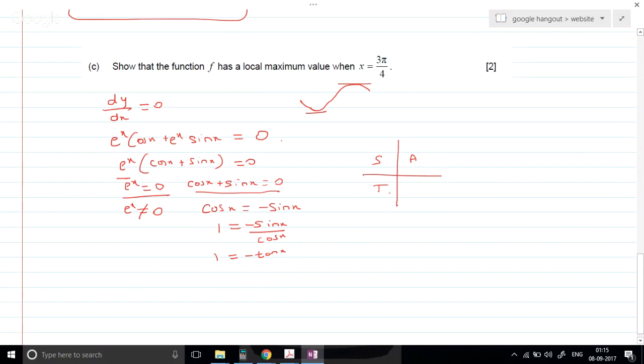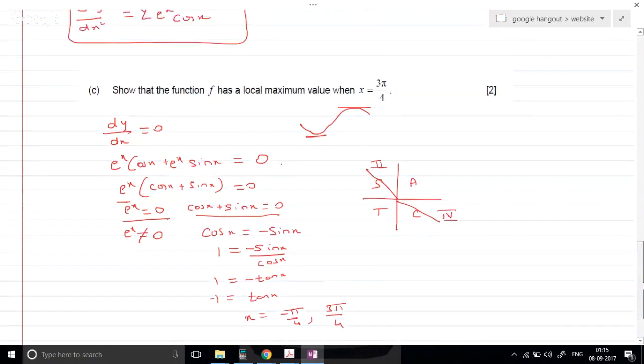Now tan x is negative, we all know that tan x is negative in this quadrant or in this quadrant, the second quadrant or the fourth quadrant. Okay, so tan x equal to minus 1, so x is equal to either minus pi by 4 or 180 minus pi by 4, which is 3 pi by 4. Now is there any conditions there?